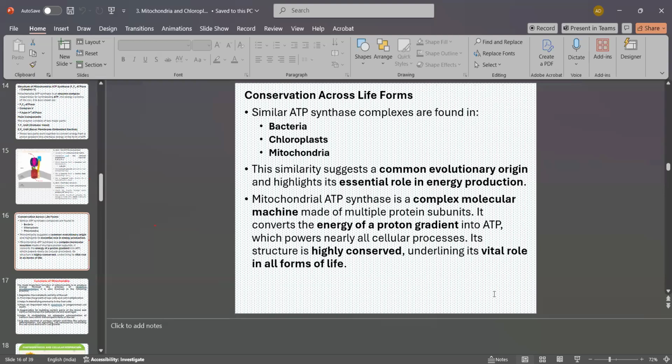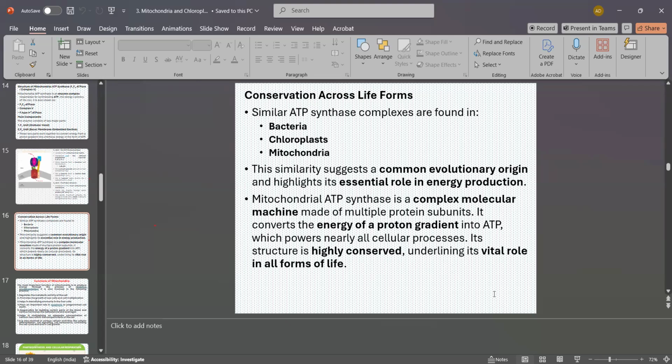Then, conservation across life forms. Similar ATP synthesis complexes are found in bacteria, chloroplasts, and mitochondria. This similarity suggests a common evolutionary origin and highlights its essential role in energy production. The ATP synthase complex is similar in bacteria, mitochondria, and chloroplasts.